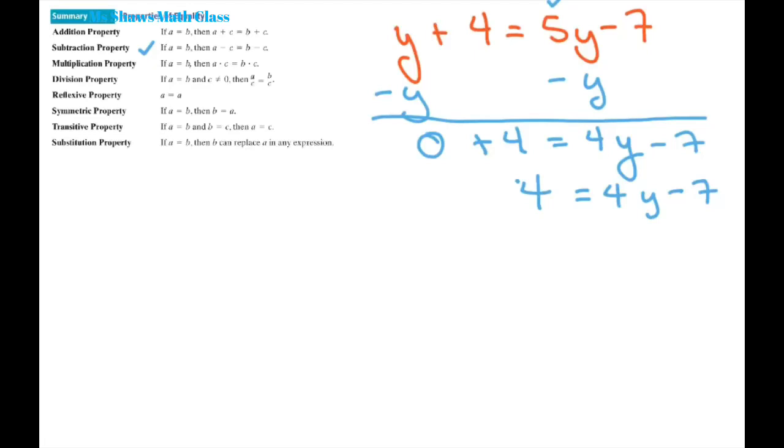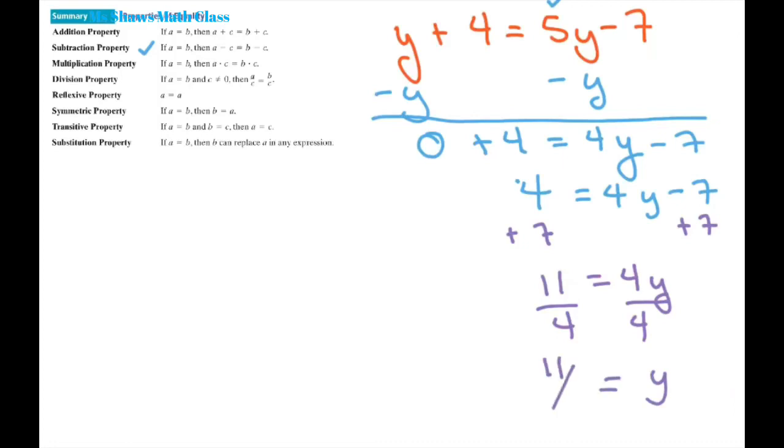Now we're going to add 7 to both sides of the equation. So you get 11 equals 4y. Then you divide both sides by 4 using your division property, and you get y equals 11 divided by 4. So now we have to check our solution and substitute it back in the equation.